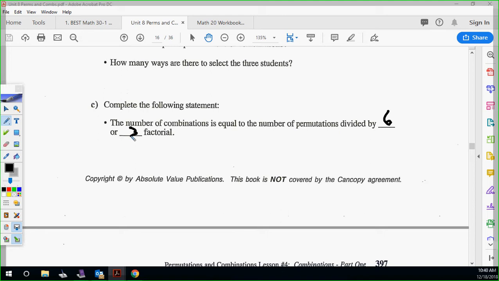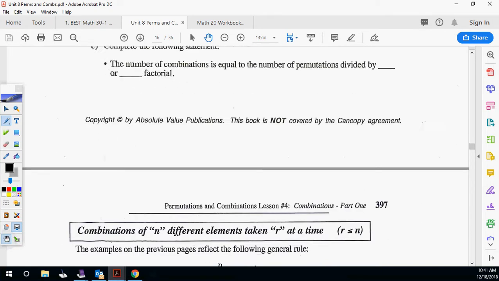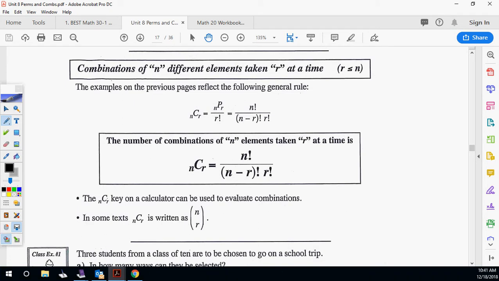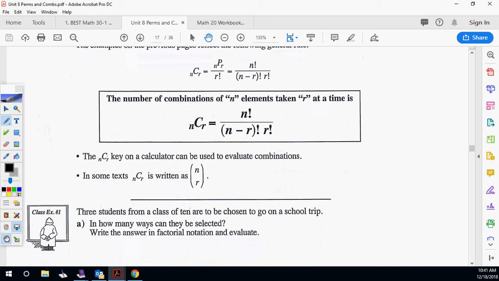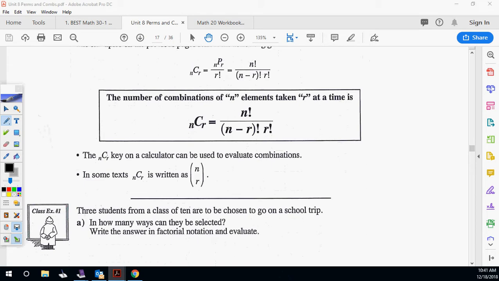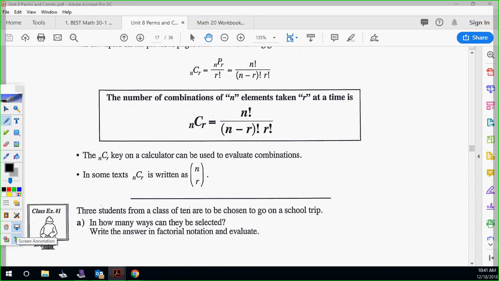3 factorial. Sorry. We're doing the permutation divided by the factorial of 3, the group's 3. The last group was 2, divided by 2 factorial. It's going to be right here in the formula. So they're just trying to show you that the formula's coming. Here's the formula. Combination is very similar to permutation.